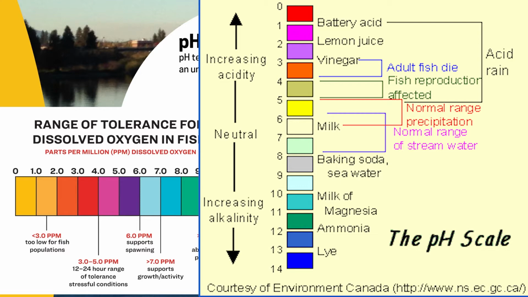Water can naturally be slightly acidic or basic without being harmful. The normal range of stream and lake pH is between about 5.5 and 8.5. Distilled water will have a pH of 7, and many things can affect the acidity or basicness of water.